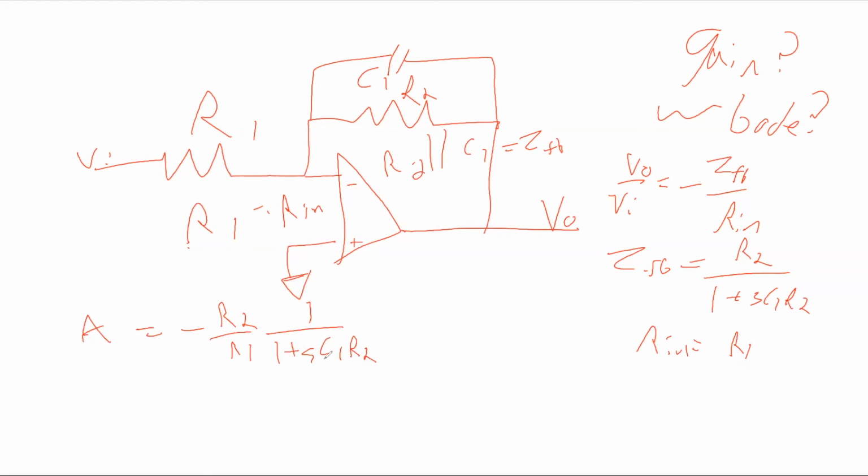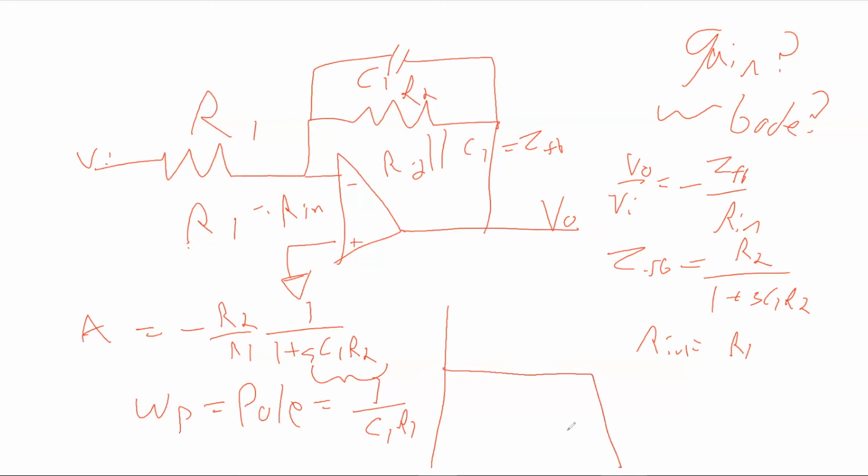And this other factor doesn't really kick in until we reach what's in the denominator over here, this part. This is called the pole. And so the pole equals 1 over C1 R2. This is omega pole. And so what you'll end up with is a Bode plot that looks like this, where this gain here is R2 over R1, and then it'll decrease when it hits a frequency of 1 over C1 R2. And again, this is in omega.